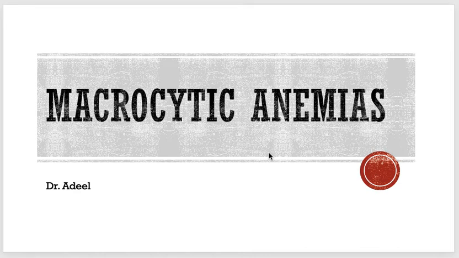One more lecture about macrocytic anemias, and the story is again the continuation of the anemias which we are discussing. As I told you about the MCV levels, mean corpuscular volume, whenever it is less than 80 femtoliter, then it is microcytic anemia. When this is between 80 to 100, it is called normocytic. Whenever it is more than 100, it is macrocytic.